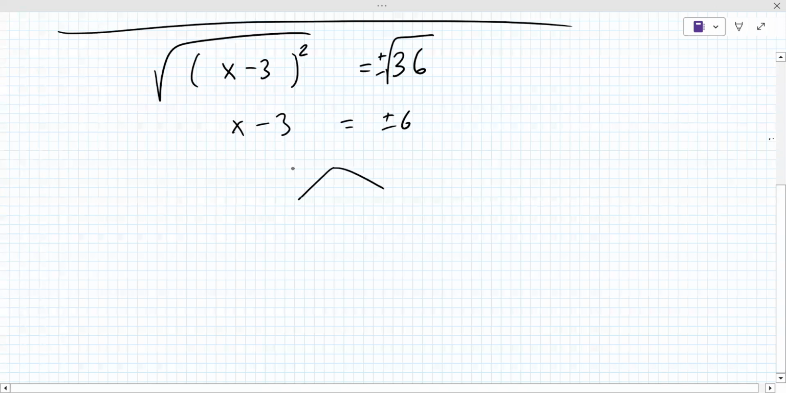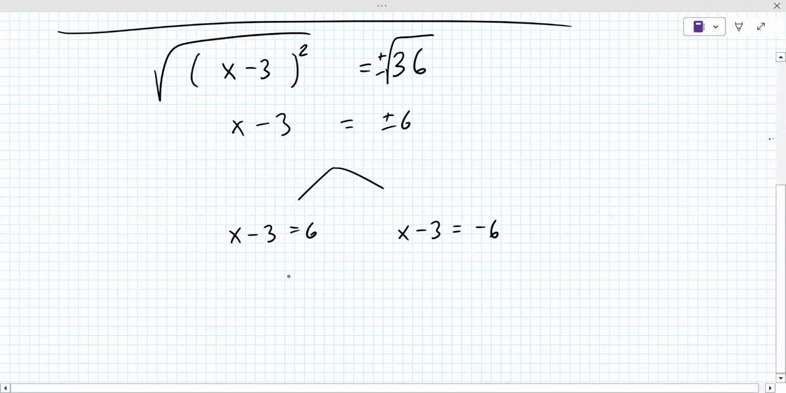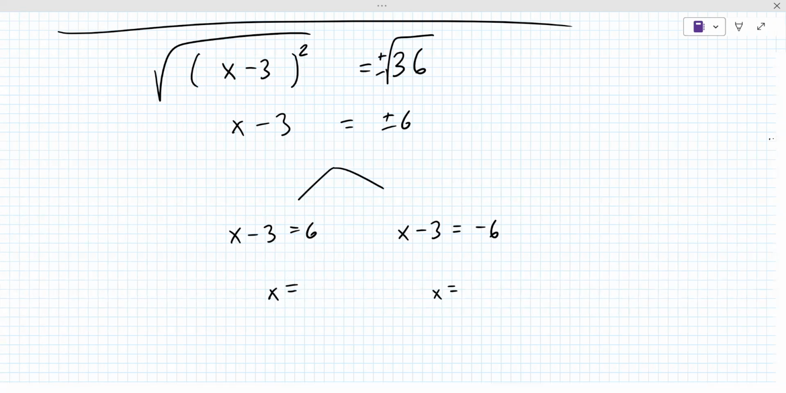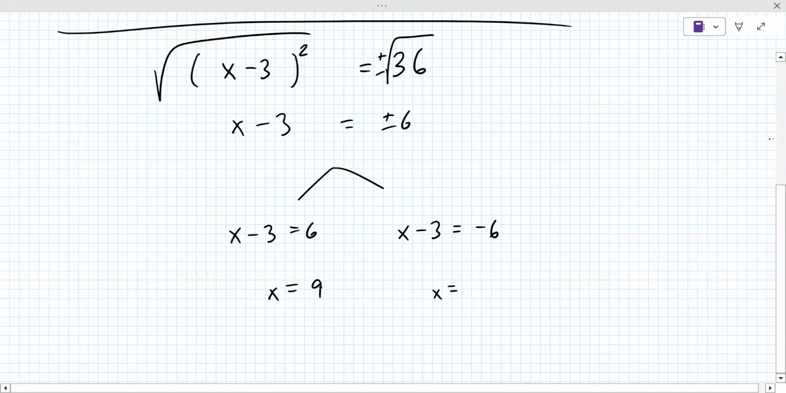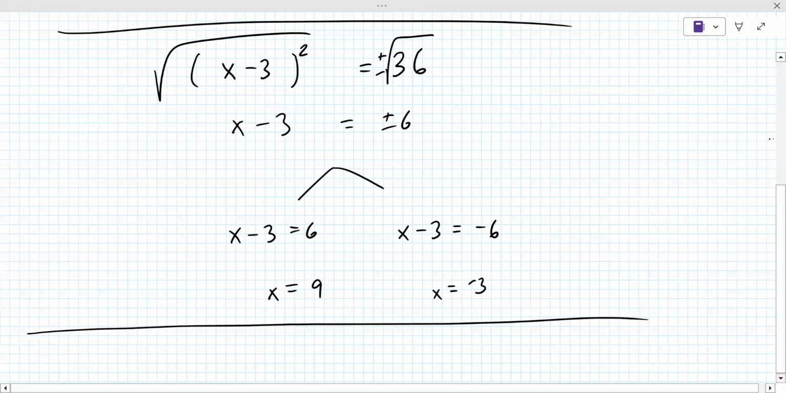Okay, and that's two equations. That's x minus 3 equals 6, x minus 3 equals minus 6. What does that become? You would get 9 and -3. Good.